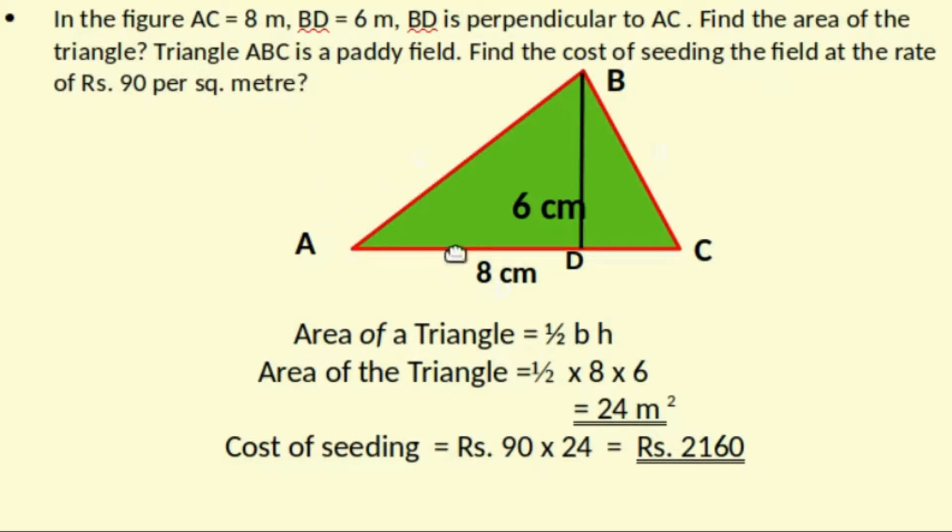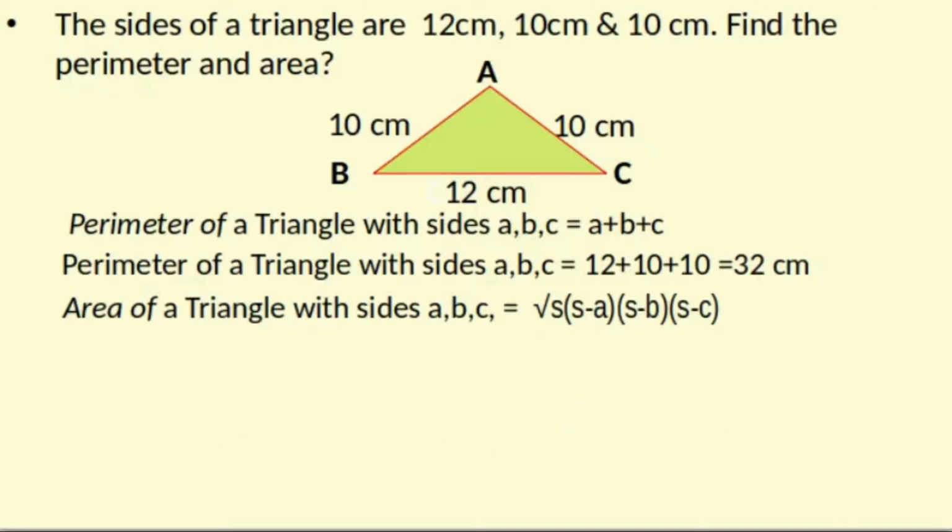Here one side of the triangle is given and the perpendicular distance from opposite vertex, that is distance from B to AC, is given. Therefore area of the triangle equal to half BH, then half into 8 into 6, that is equal to 24 meter square. Now what is the cost of seeding? Cost of seeding equal to rupees 90 into 24 equal to rupees 2160. Another question. The sides of a triangle are 12 centimeter, 10 centimeter and 10 centimeter. Find the perimeter and area.